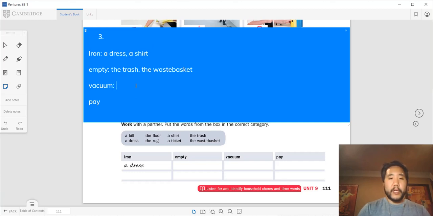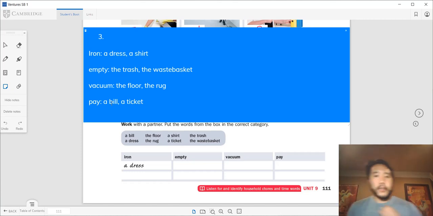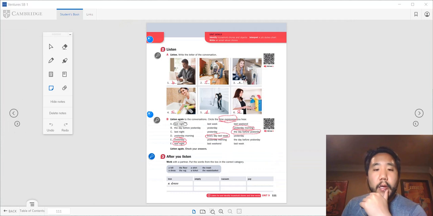What are things that we can vacuum? We have the floor. And we have the rug. A rug, as it says, is similar to carpet. What are some things that we can pay? We can pay a bill. And we can pay a ticket. Okay. So these are some things that we can iron, empty, vacuum, and pay. We just finished exercise 3 in lesson A, listening for unit 9.